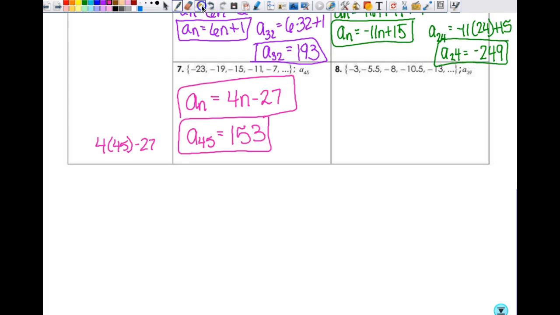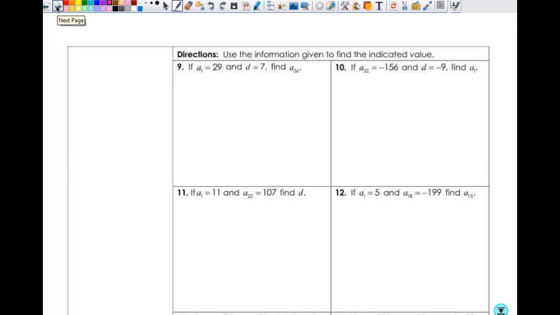So on the back here, I don't know why I just did that either. I am really off my game. I'm going to rewrite this equation that we had. A sub n is equal to d times n minus 1 plus a sub 1. Just writing that so that we have that blanket statement there. It says use the information given to find the indicated value. But we're looking for different things. We're not always looking for the same thing. So the first thing we want to do on these is write down a sub n equals d times n minus 1 plus a sub 1.